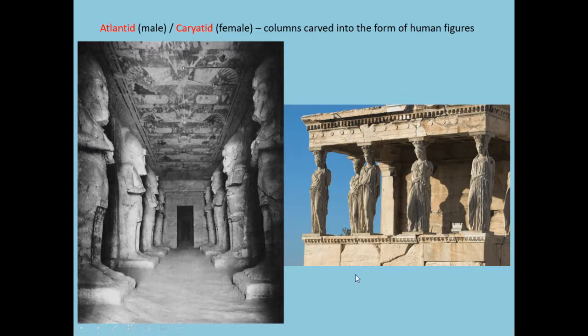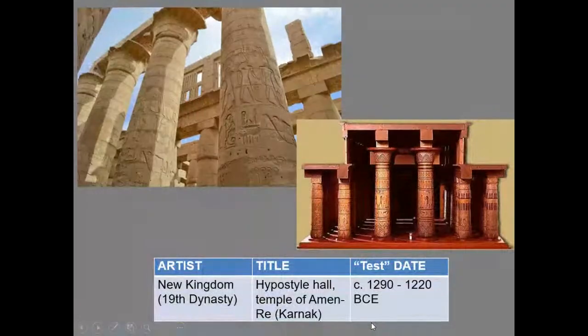Those are called caryatids. Atlantids are male, caryatids female. Here's a colonnade structure. This is the hypostyle hall of the Temple of Amun-Ra at Karnak. And so this is a temple to a god, not to the pharaoh.